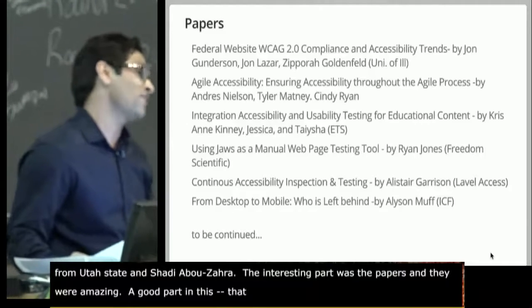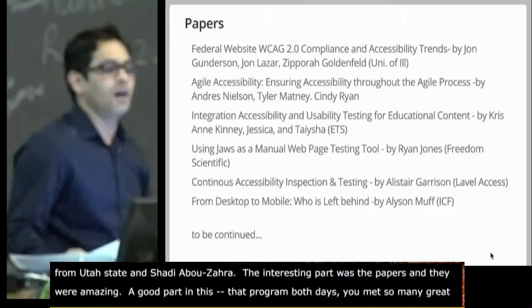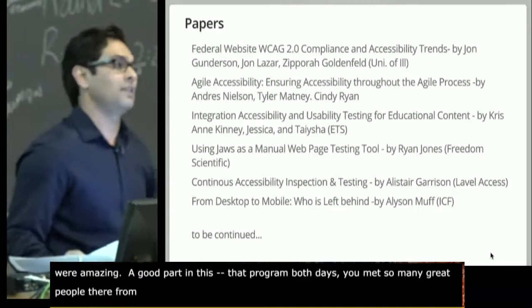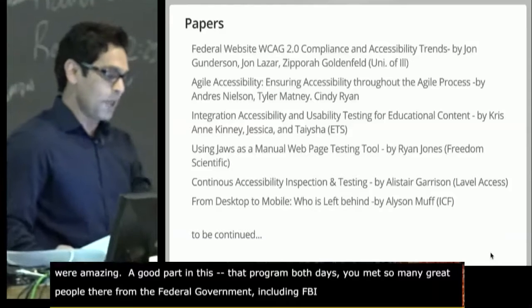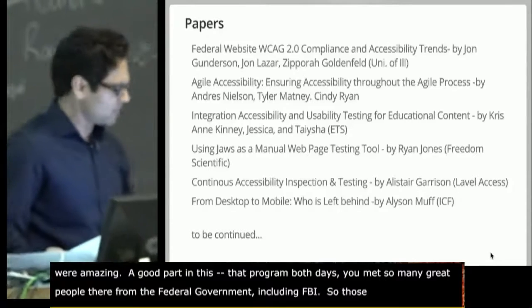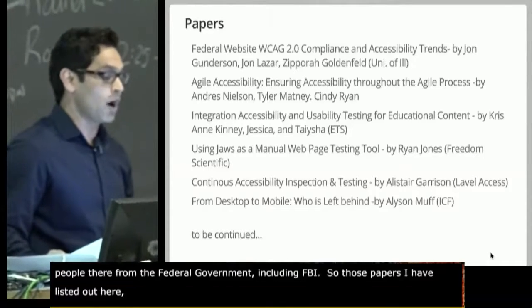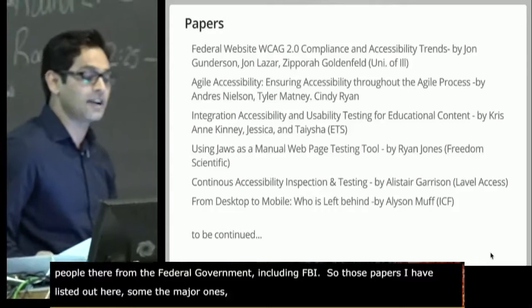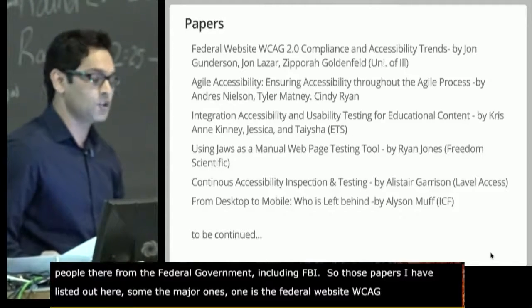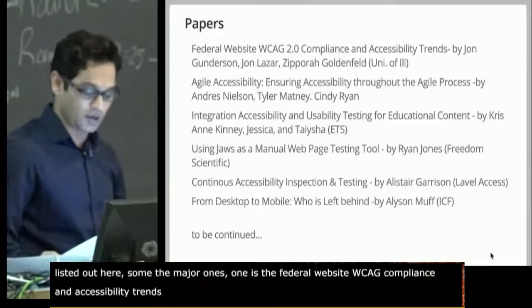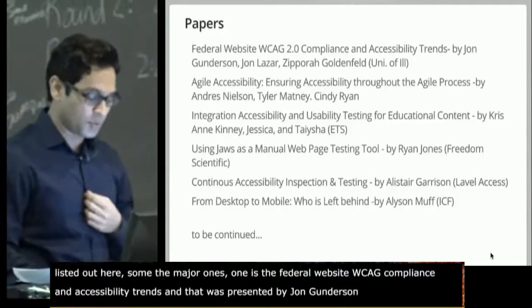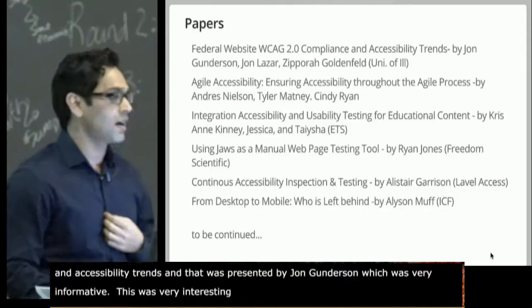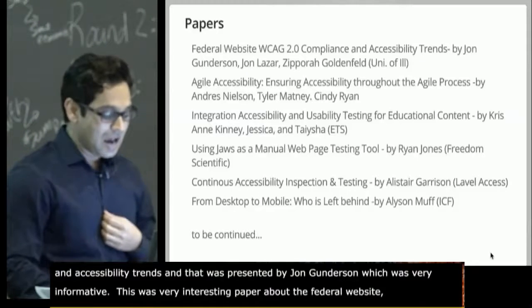I mean, you met so many great people there from the federal government, including the FBI, and that was the scary part though. So those papers I have listed out here, some of the major ones. One is the federal website WCAG 2 compliance and accessibility trends, and that was presented by John Gunderson, which was very informative. This was a very interesting paper about federal website accountability results.